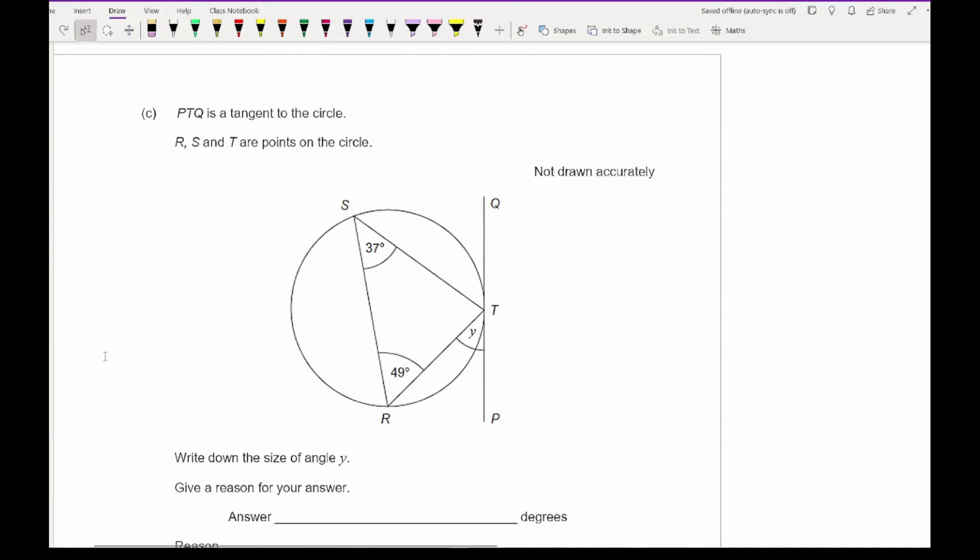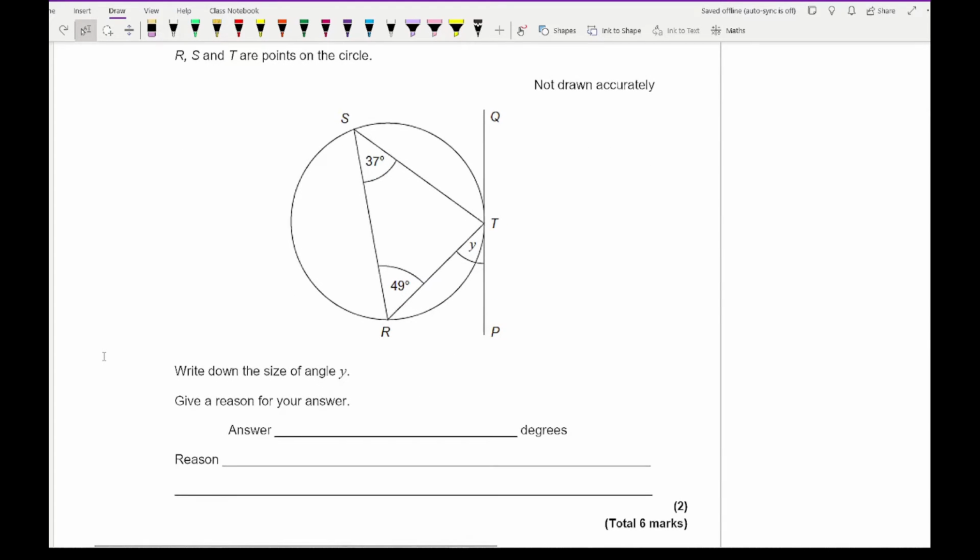So it says PTQ is a tangent to the circle. R, S and T are points on the circle. And the question is asking me to write down the size of angle Y. So for this, what we need to do is use the alternate segment theorem. So if this angle here is there, then basically that's going to equal 37. So it's 37. And then the reason for this is I can actually quote just the alternate segment theorem for the 2 marks.